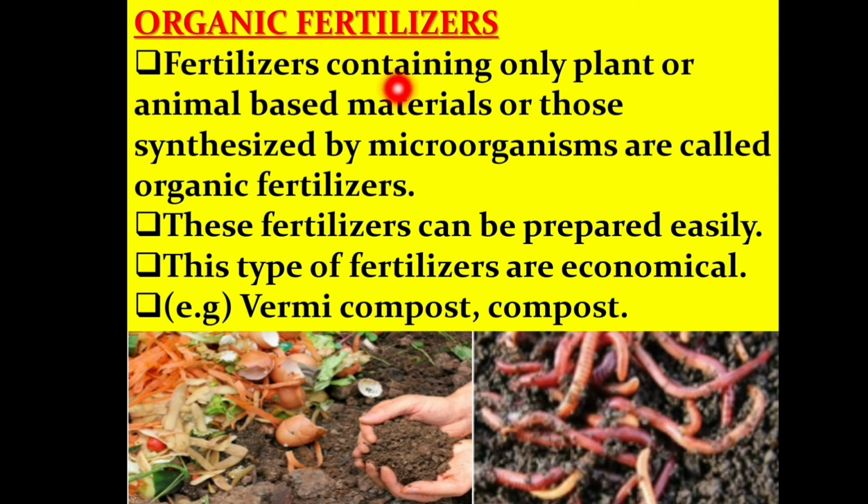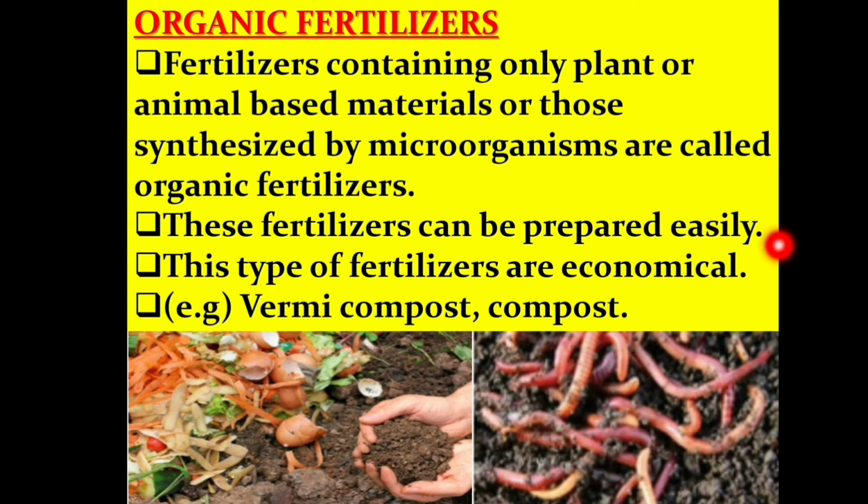Organic fertilizers contain only plant or animal based materials and also some of the microorganisms. If it contains all these things, they are called organic fertilizers. These fertilizers can be prepared easily. This type of fertilizers are very economical, so it is cheap of cost, and the example for the organic fertilizer is vermicompost or compost.